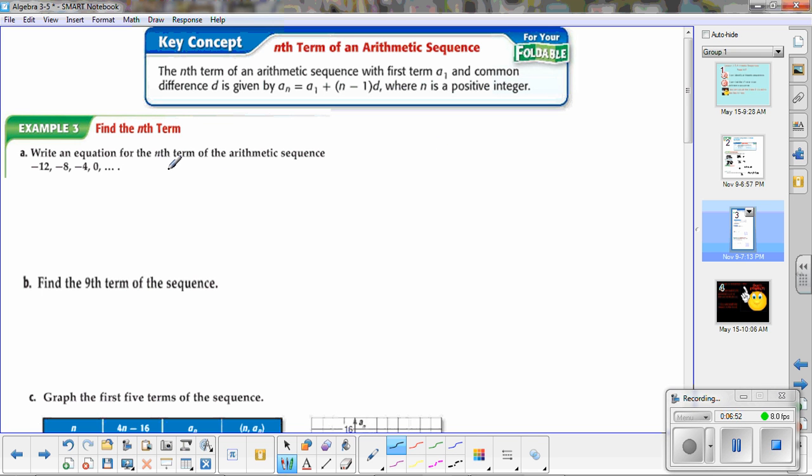So if we want to find the nth term of this sequence, the nth term is going to equal a sub 1, which is the first term, plus n minus 1 times the common difference. Now to go from negative 12 to negative 8, and then negative 8 to negative 4, and then negative 4 to 0, it's increasing by 4, so the common difference is 4.